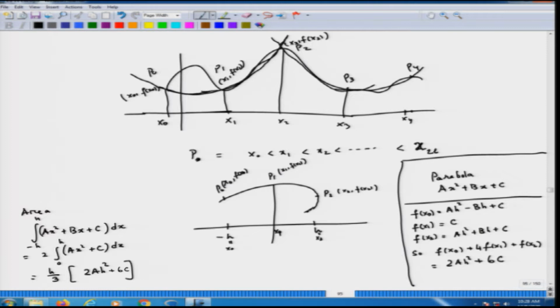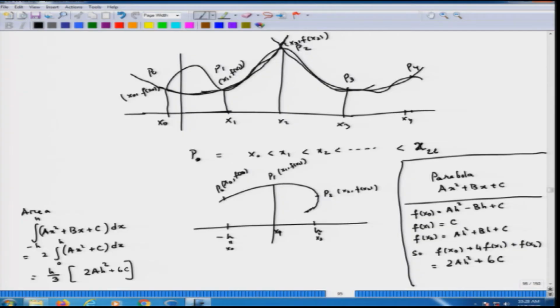So, this is precisely the area under the parabola. Now, getting the value only by knowing f of x naught, f of x1 and f of x2, we are able to find the area of the region under this parabola. So, now I have a parabola with equal distance. Obviously, if I shift the parabola to any other position with the equal distance, that formula is also going to be true in that case.